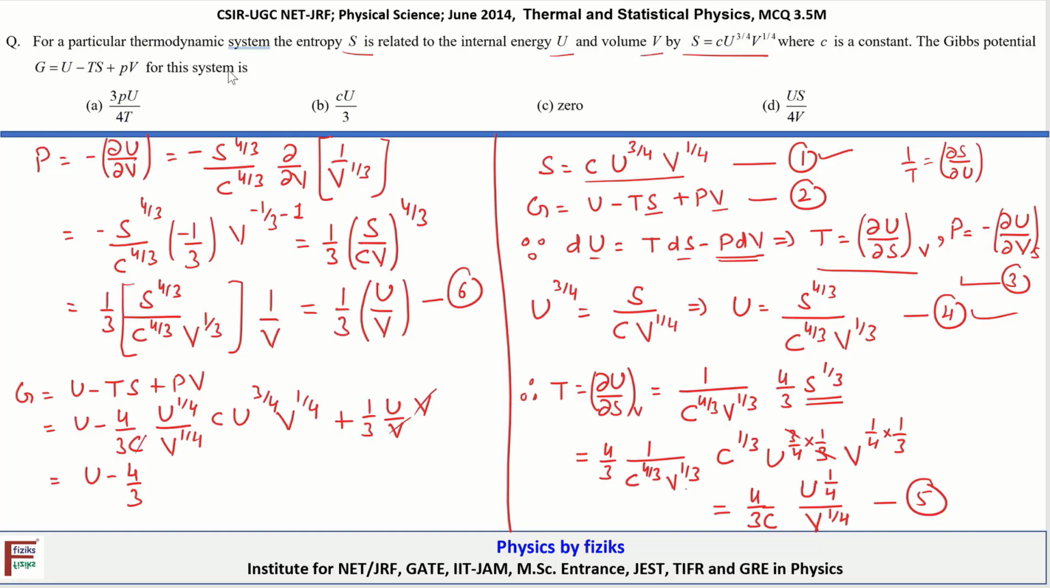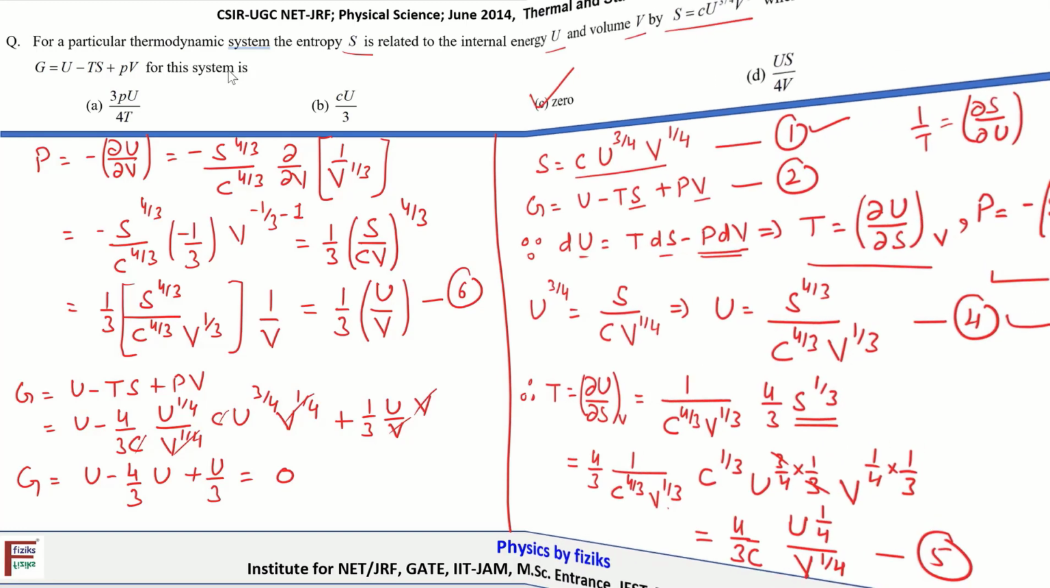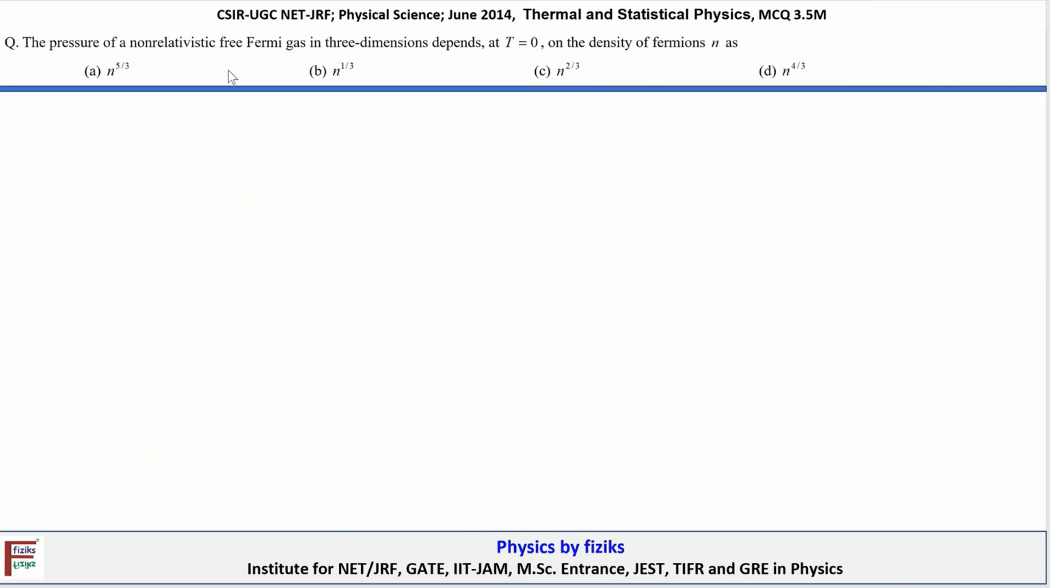So here if you just see, various terms will cancel with each other. V will cancel with this one. So this is u power 1 by 4 into u power 3 by 4, that is equal to u power 4 by 4, that is nothing but u, plus u by 3. So after adding we will obtain that this is equal to 0. So therefore C is the correct option here. Let's continue with the next problem.